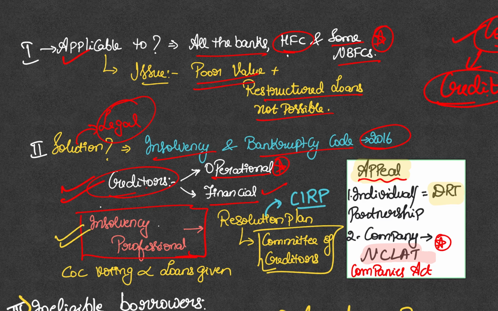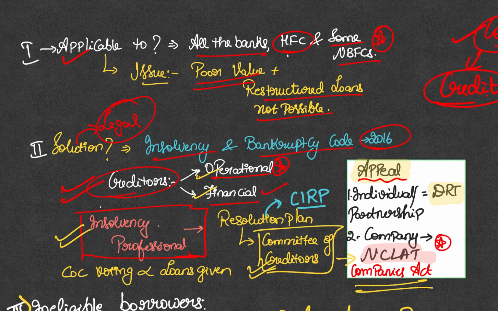Sometimes it so happens that all the people who give the loans may not be a single person. Like in this case, there can be operational creditors, and even in the case of financial creditors, there can be 3 or 4 banks. So the person can take loans from different banks, and if the business fails, all the banks are affected. So there will be a committee of creditors, and they will form together and they'll go to the National Company Law Appellate Tribunal, which is set up under the Companies Act.